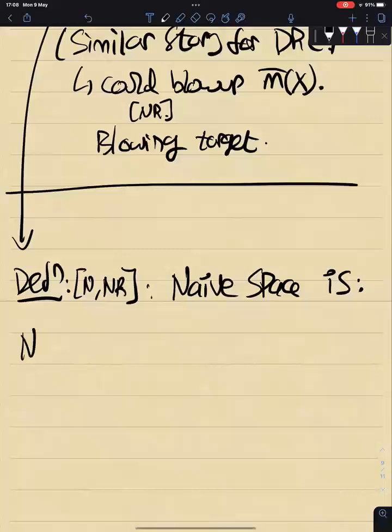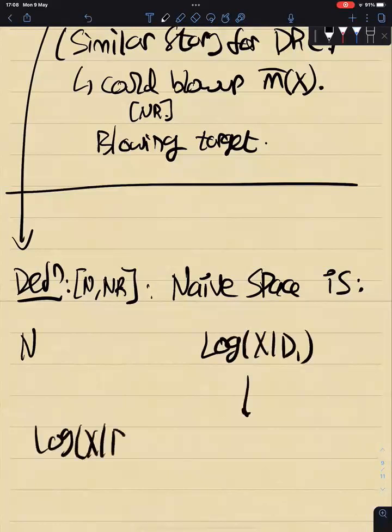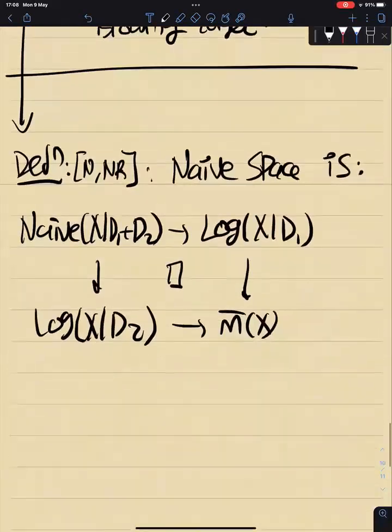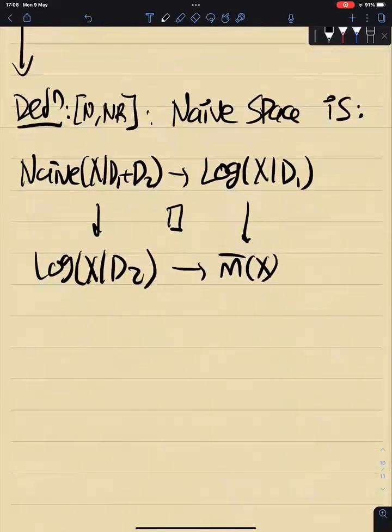So I have my log space with respect to D1, and I have my log space with respect to D2. I map them both to M bar X, and then I just take their fiber product. Again, you can think of this as an intersection. It is profitable to think of it that way. In a perfect world, this would just be the same as the log space with respect to D1 and D2, but it turns out it's not.